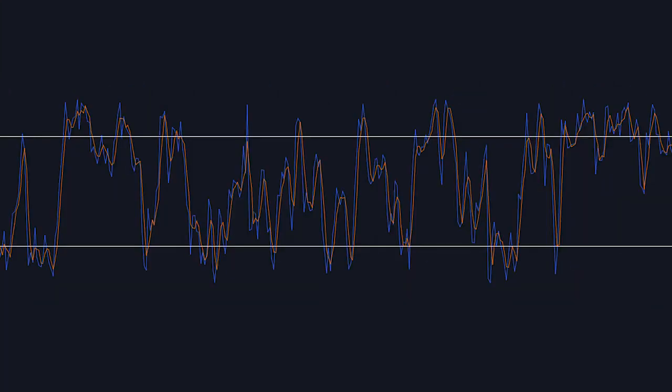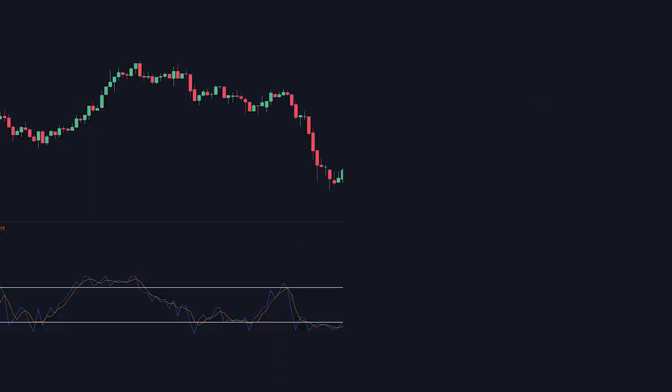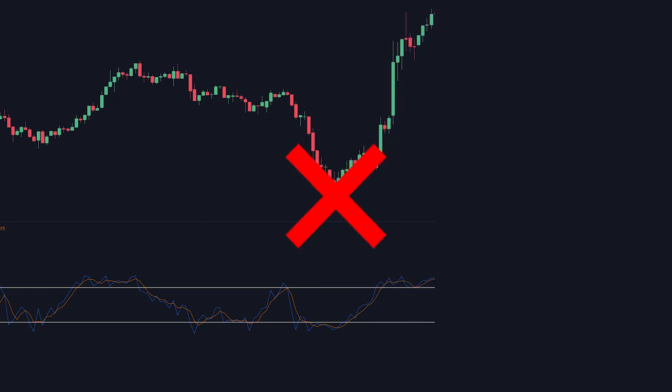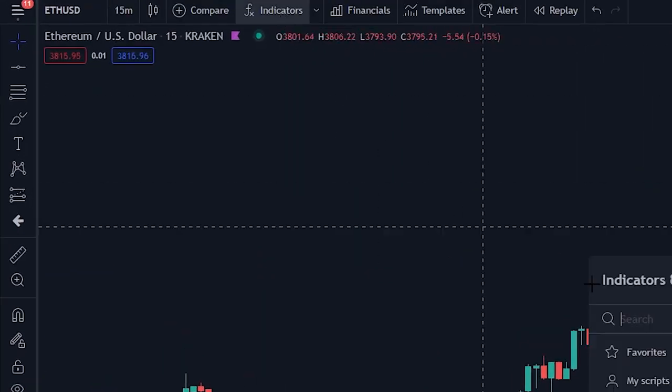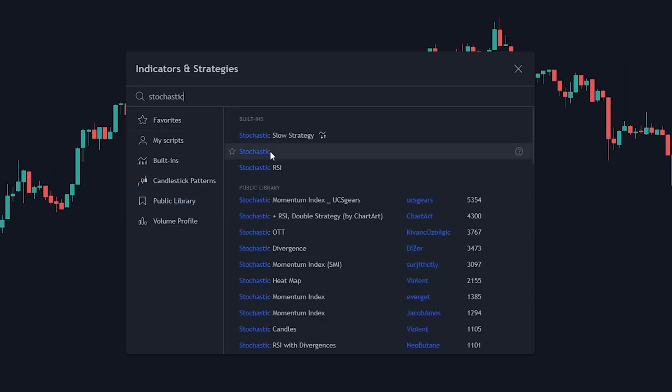To describe it simply, the stochastics indicator is a lot like RSI, as in if the lines are crossing above the top line, the market is being overbought. If the lines are crossing below the bottom line, the market is being oversold. So as an example, here the lines are crossing below the bottom line, indicating the market is oversold, and it's likely to reverse upwards. Just like most indicators though, this indicator by itself isn't very good, but combined with other indicators, it's extremely powerful. To add this indicator, go to the Indicators tab, type in Stochastics, and click this one right here.